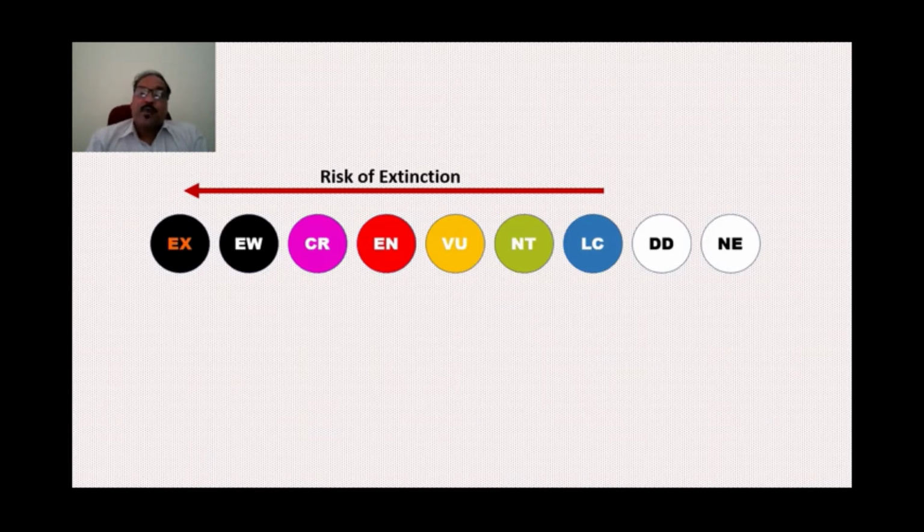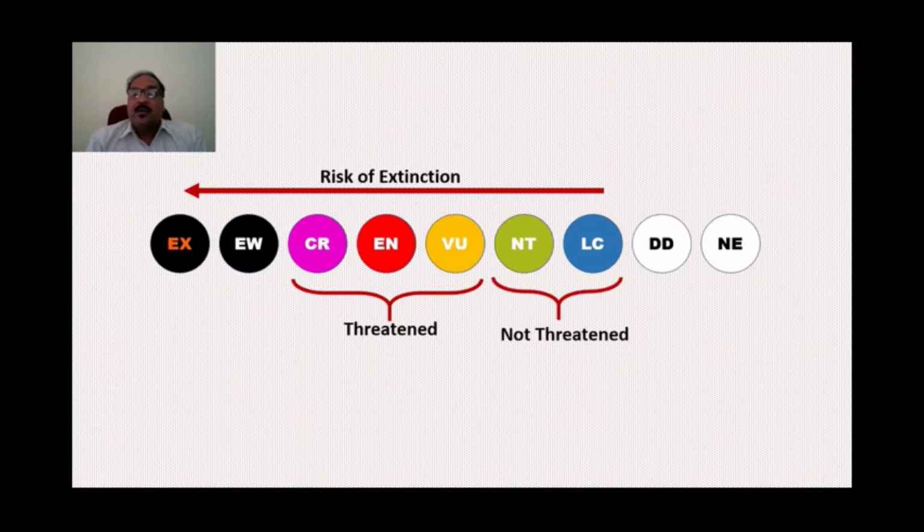That is, if proper care of these least concern species is not taken, then in the near future even they may become extinct. Now all these 9 categories are grouped into 3 subgroups. The critically endangered, endangered and vulnerable are grouped under the threatened group. The non-threatened and least concern are grouped under not threatened. Then the data deficit and the not evaluated are grouped under the unknown group.